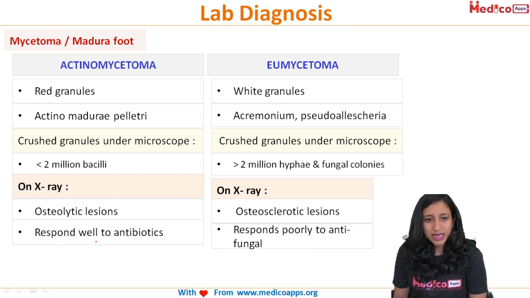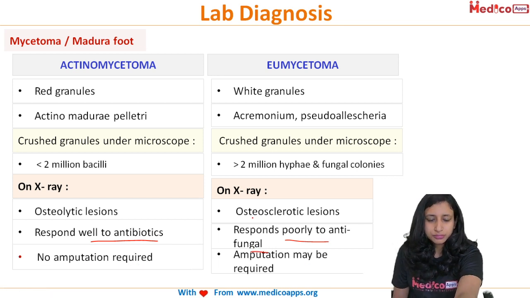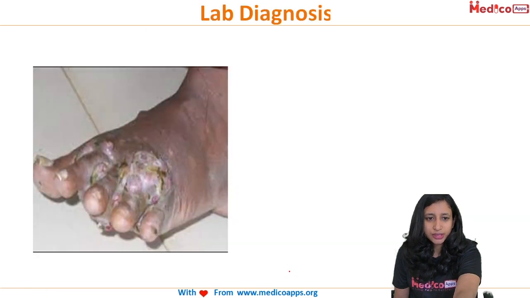So, as understood, it responds well to antibiotics when it comes to actinomycetoma, but it responds very poorly to antifungals when it comes to eumycetoma. Now, these get treated pretty well, but when we're dealing with fungal mycetoma, amputation could be one of the treatments that you have to do in case the infection spreads pretty rapidly.